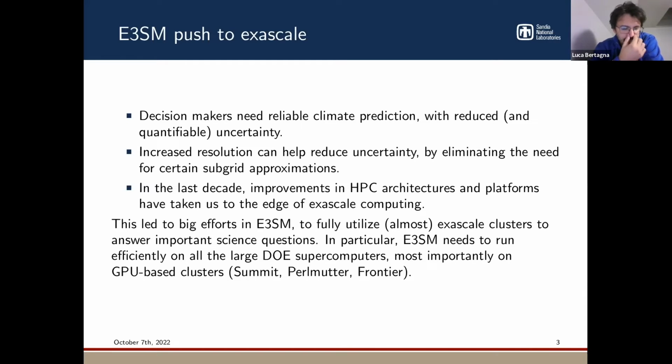In particular, our task was to make sure that E3SM could run efficiently on all the large DOE supercomputers, most importantly on the GPU-based ones like Summit, Perlmutter, and Frontier. The first two use NVIDIA GPUs, the last one uses AMD GPUs.